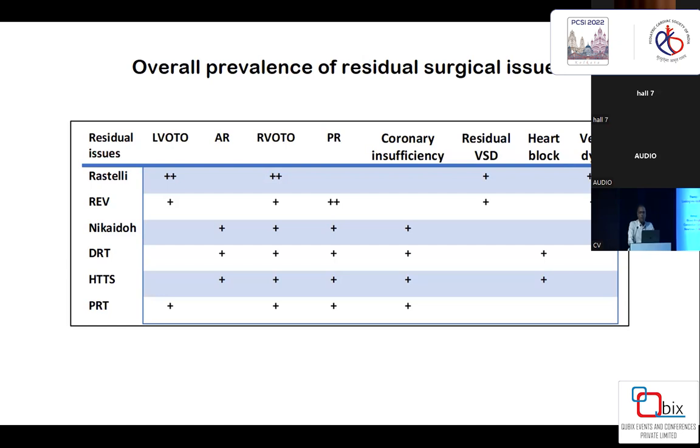So overall prevalence of residual surgical issues, if you see, Rastelli is mostly associated with more interventions in the left and right ventricular outflow tract. REV, again, is less commonly associated with outflow tract interventions, but leads to pulmonary regurgitation. Nikaidoh, very reasonable, good outcome in terms of outflow tract obstruction, but has a chance of aortic regurgitation. And so do the root translocations, from the double root transfers to half-turn truncal switches.